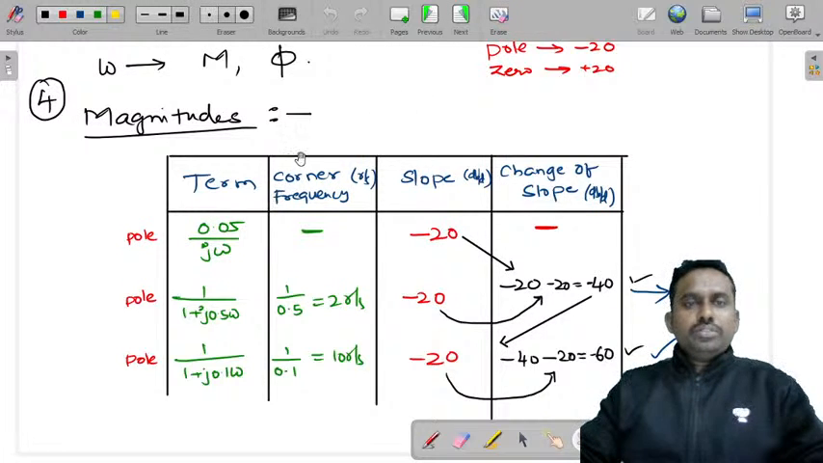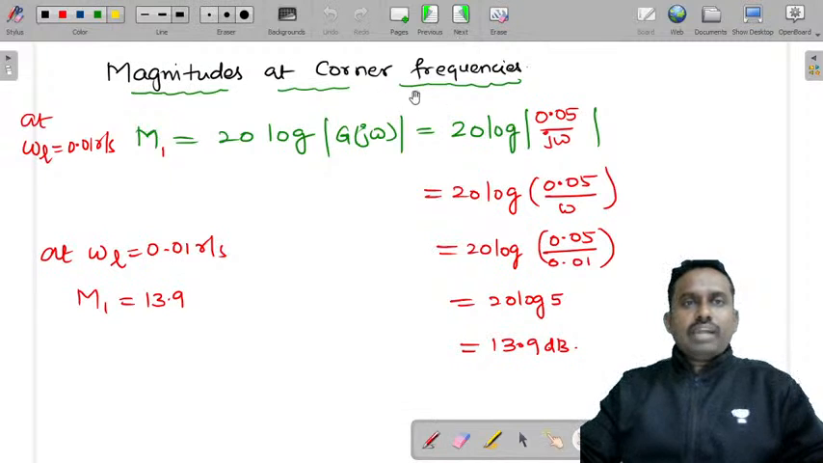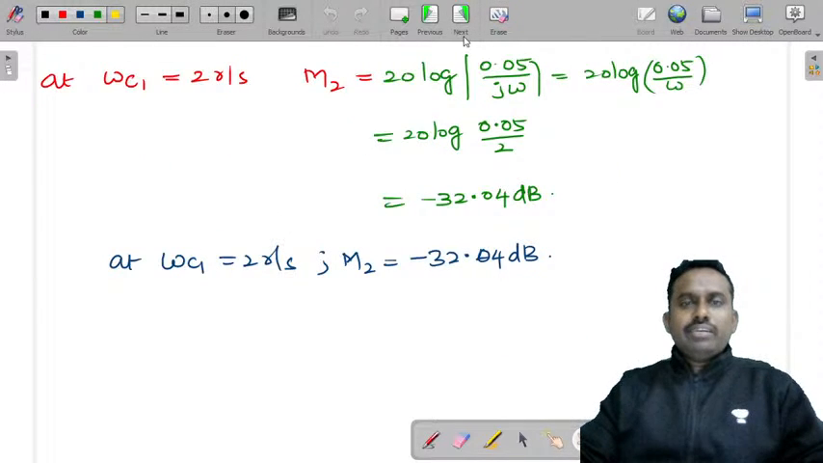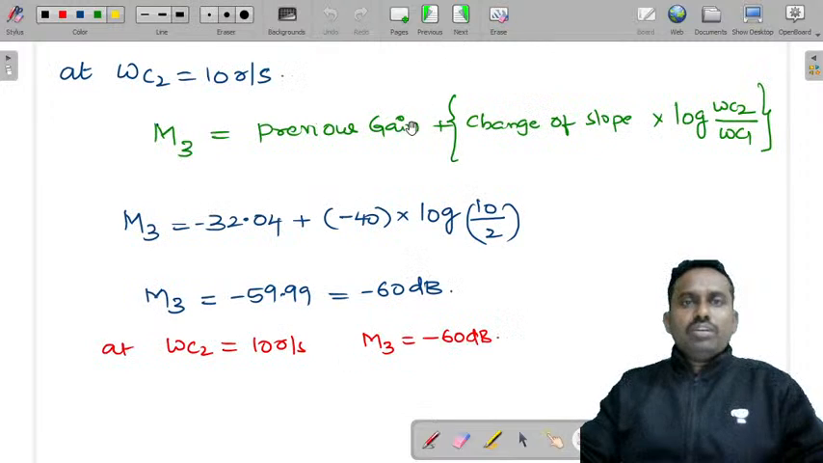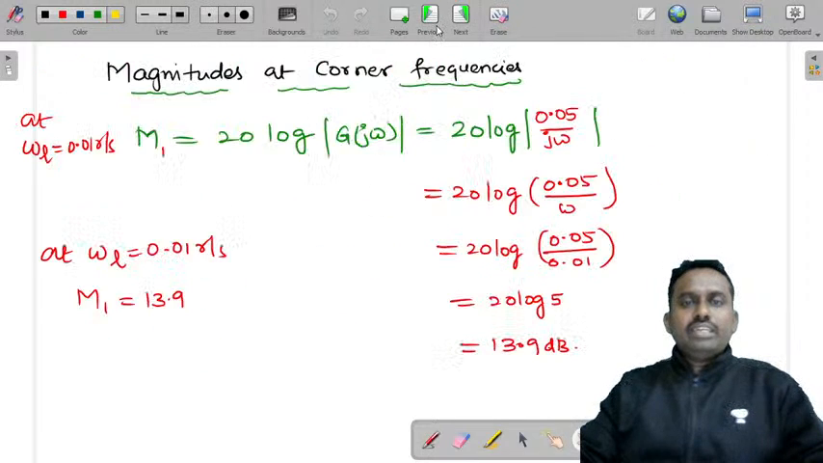So these are the magnitudes, corner frequencies, slope and change of slopes. Then we find the magnitudes at different corner frequencies. At first corner frequency we consider g of j omega, neglecting the other terms, approximating it as 1 because we are considering the low frequencies. For the first two magnitudes we do the same, and from the third corner frequency we just take previous gain plus change of slope into log omega c2 by omega c1. For the rest of them we take this change of slope from the table that we have considered.